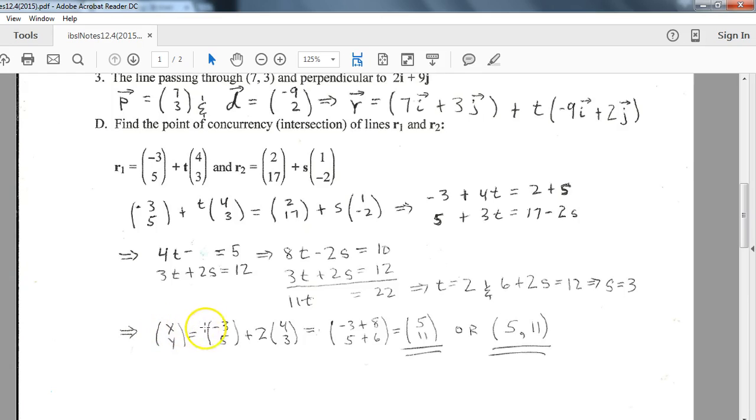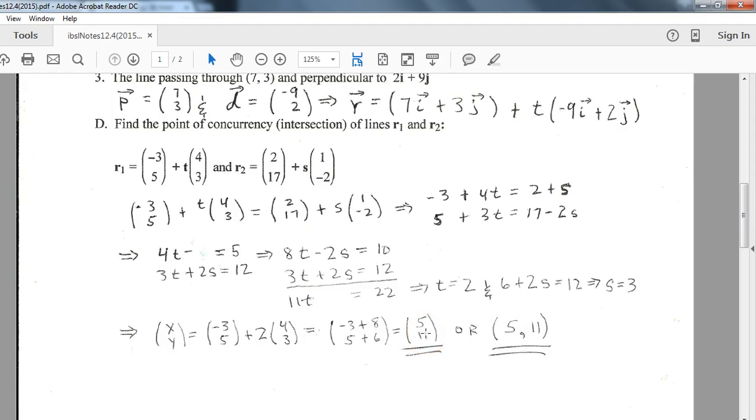So again, I'm looking at the top row here for the x values and the bottom row for the y values. So we can now replace t with our value of 2 and then just simplify from here to get the x coordinate. So I would do -3 plus 2 times 4 to get the x coordinate. I would do 5 plus 2 times 3 to get the y coordinate, and that's where these come from.